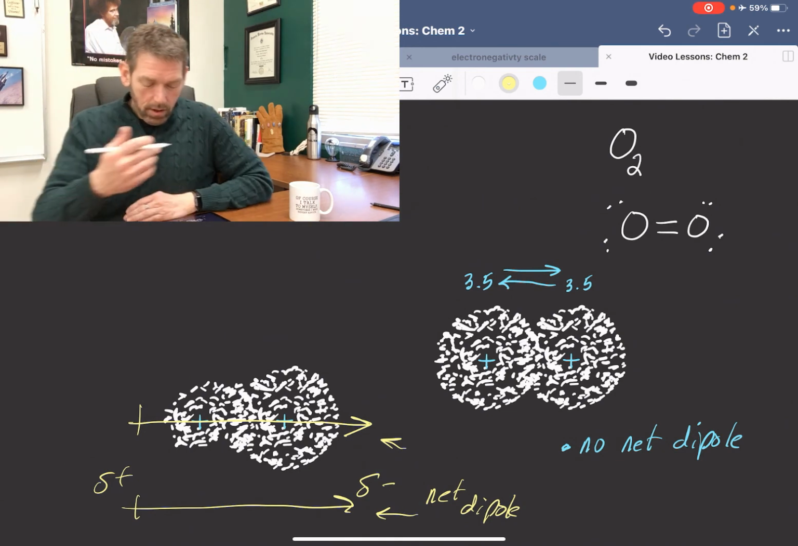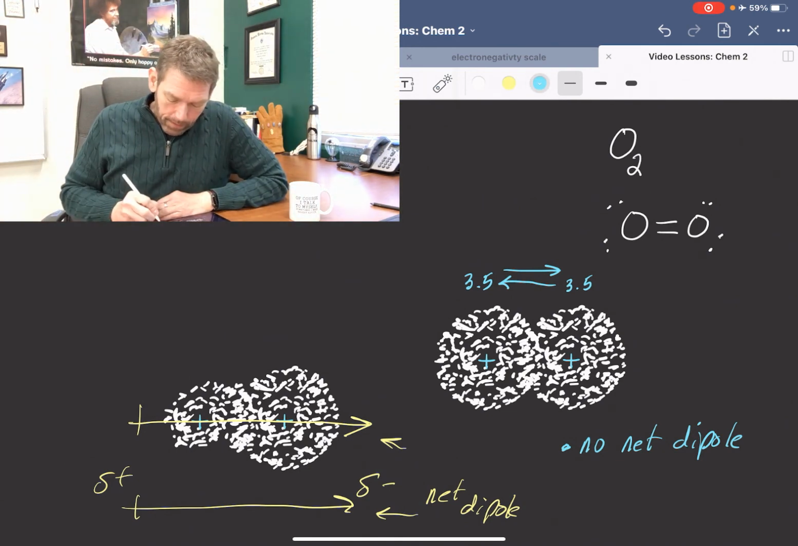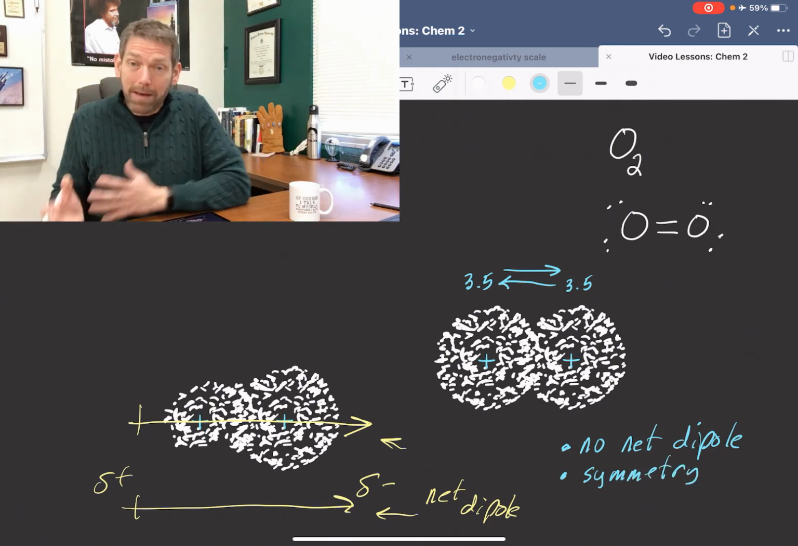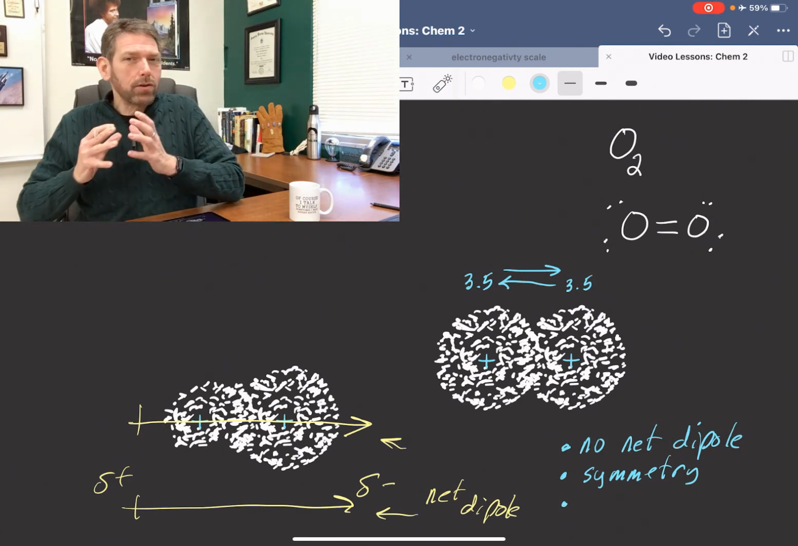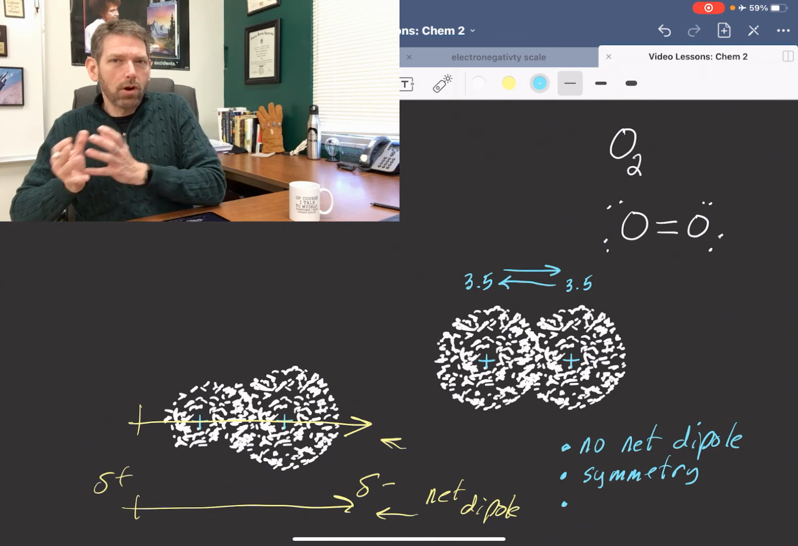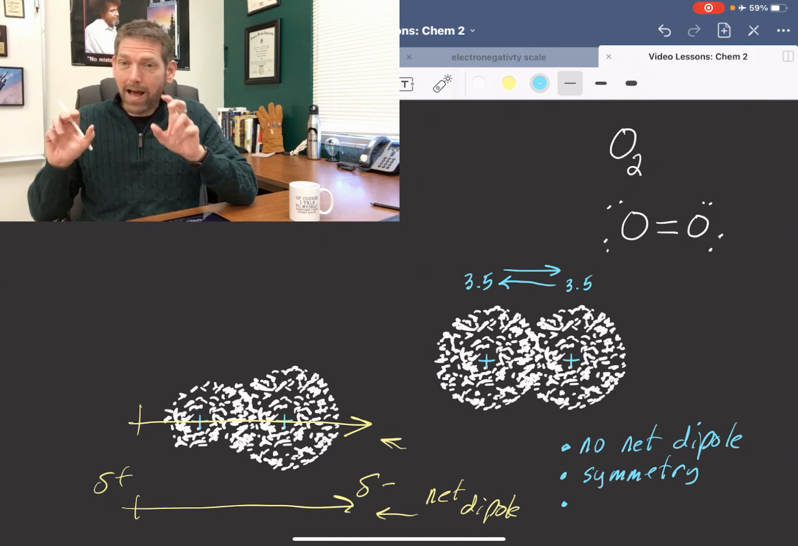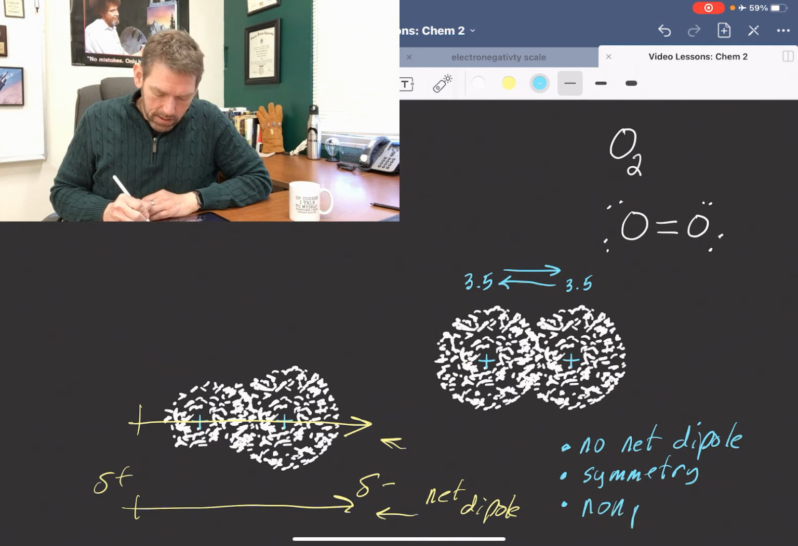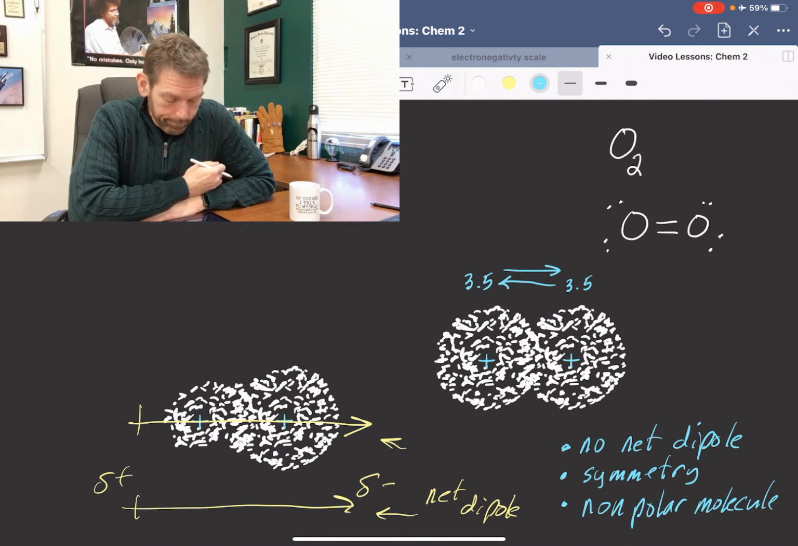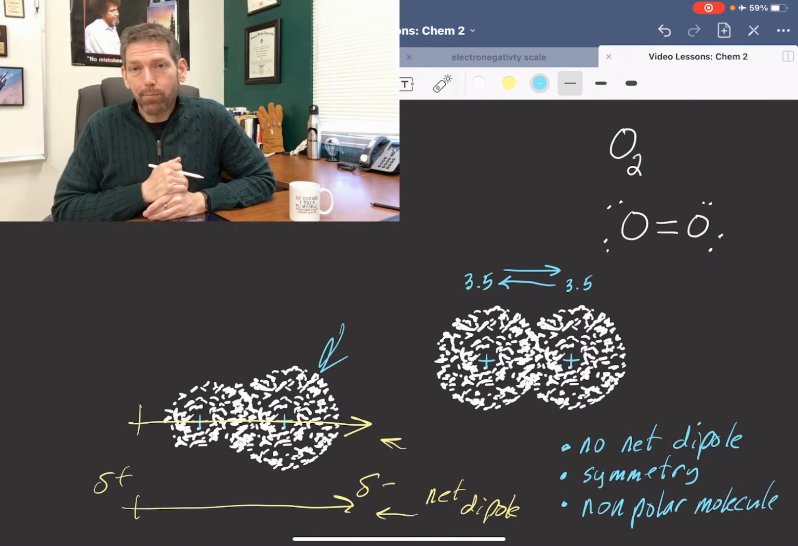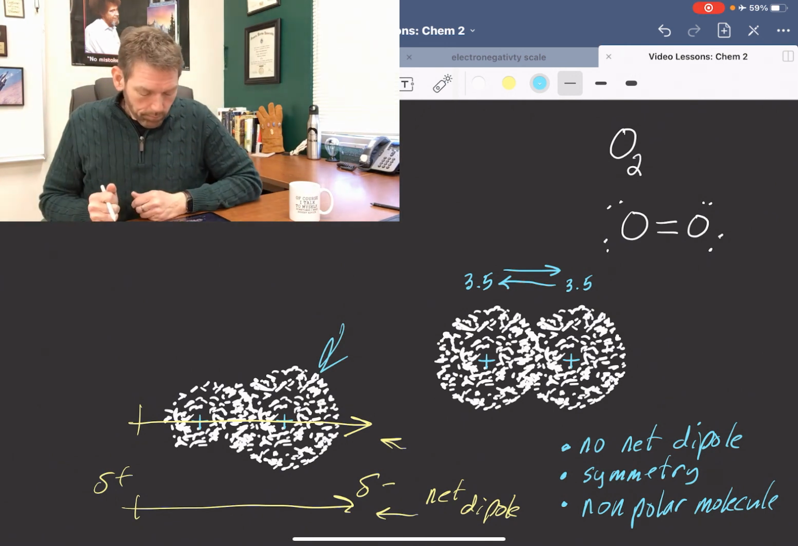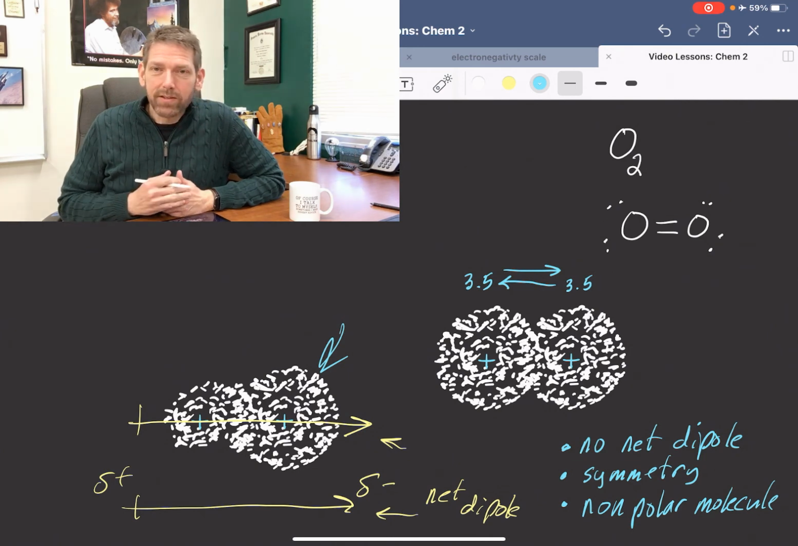And so here there's no net dipole. So we say that this has symmetry. It is symmetrical. As a result of that, since there's not one side more charged with electrons than the other, there's not a polar side. We just say that this is a non-polar molecule. And that's it. Just like we said that this one right here was a polar molecule for the opposite reason.